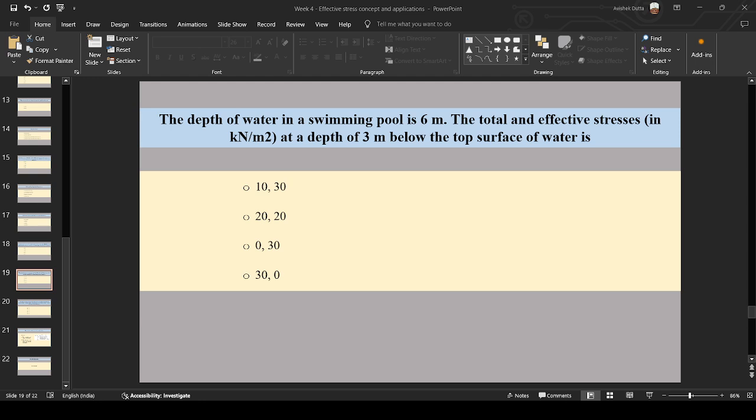So total and effective stress at depth of 3 meter below the top surface of water. I hope the problem was clear. I'll go to the next question.